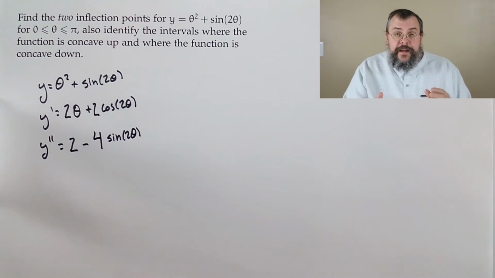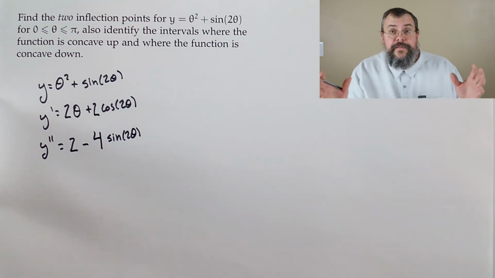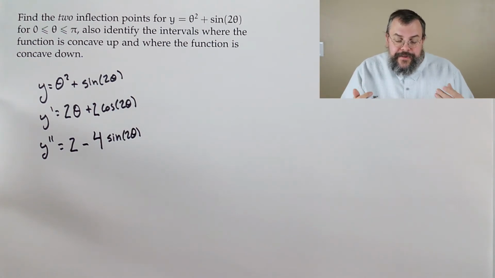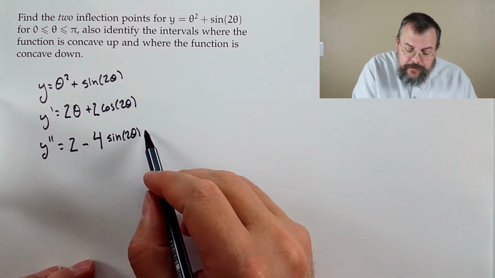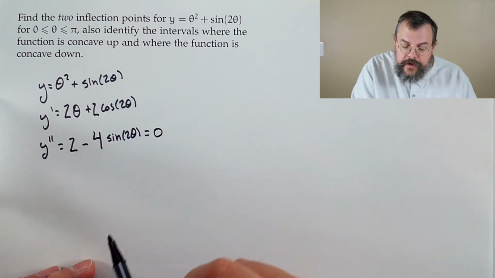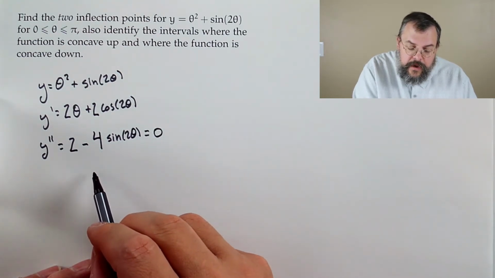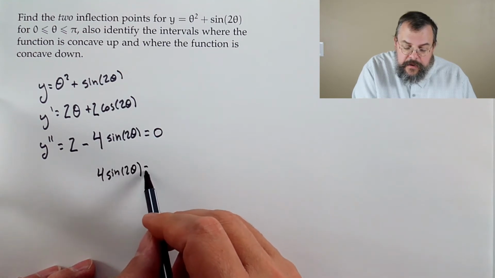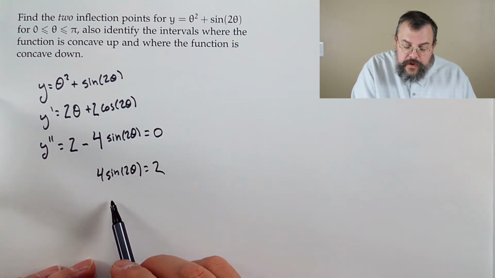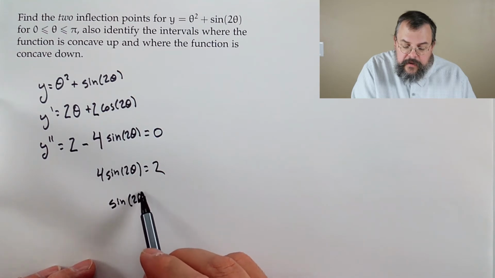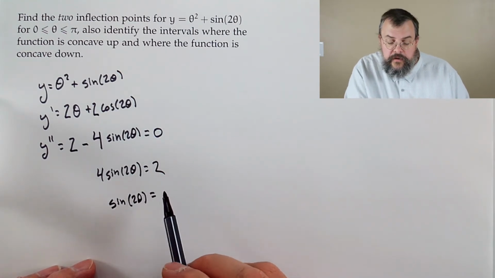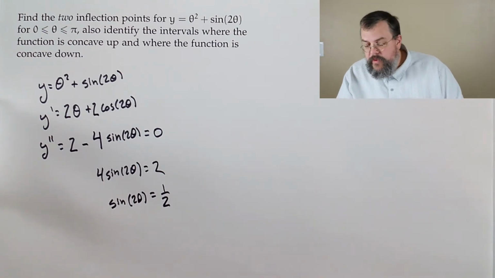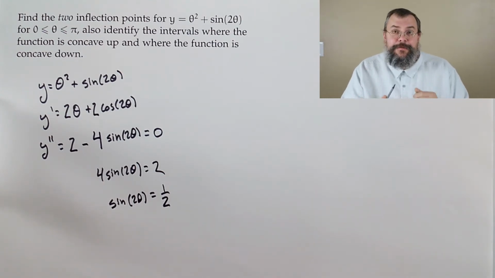All right. Now, is this ever undefined? No. All right, that's good. So the next thing for us to do is say, when does this equal 0? Well, that's the same as saying sine of 2 theta equals 2, which is the same as saying sine of 2 theta is 2/4, also known as a half. Good. Now, that's something we can work with.